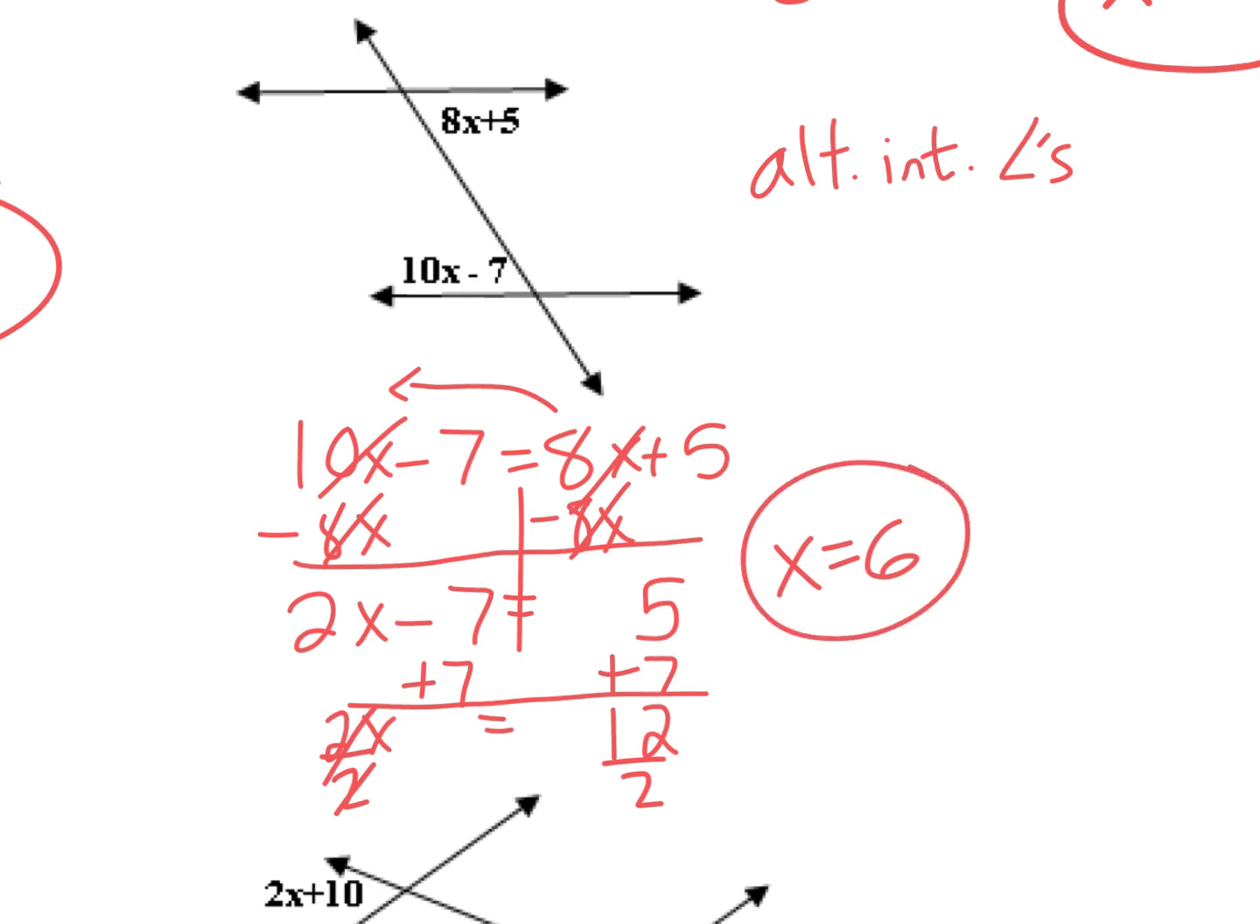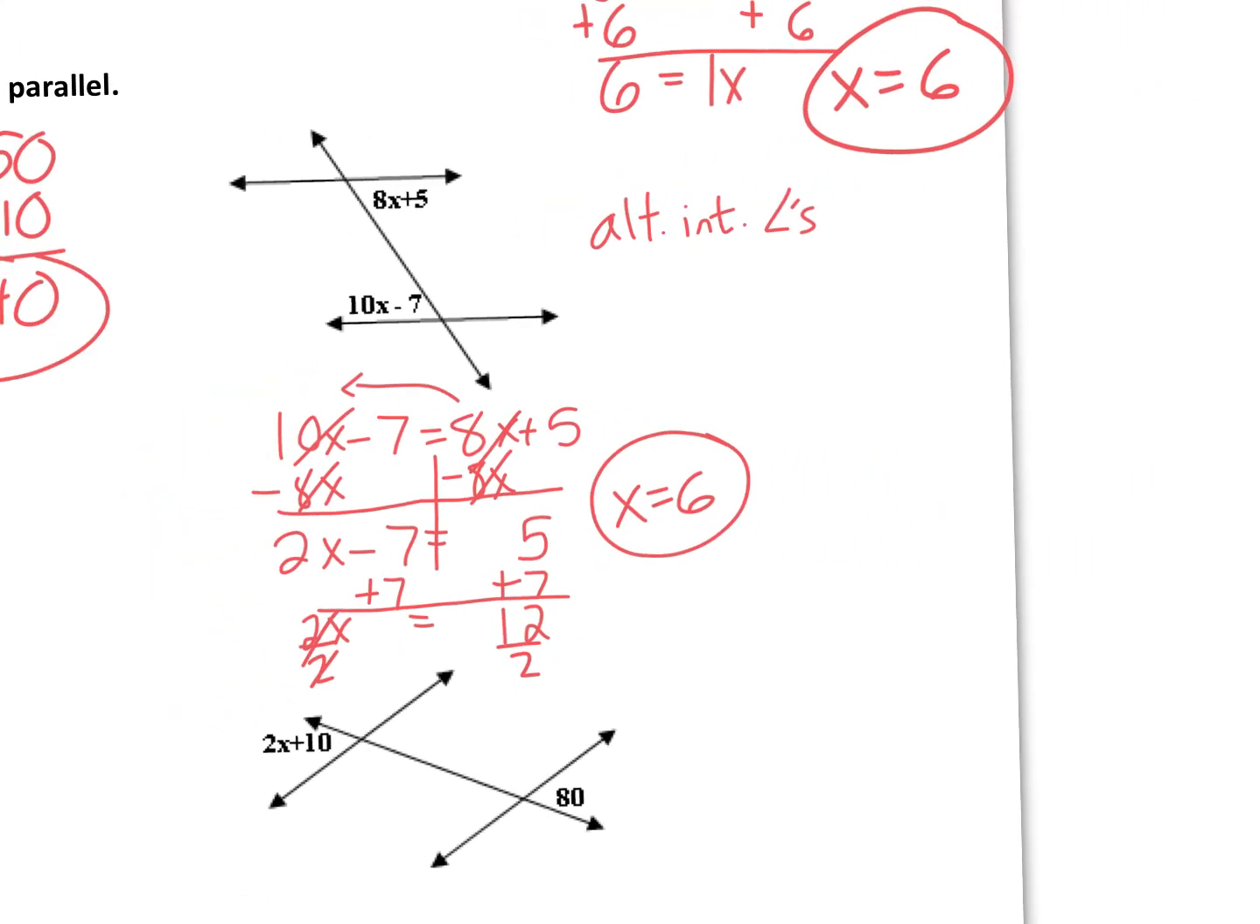So once again, if I put in 6 into these 2, I'd have 8 times 6 plus 5. That's 48 plus 5 is going to be 53. And then I'd have 10 times 6 is 60 minus 7 is also 53. And I know those lines would then be parallel. The top and bottom lines would be parallel.